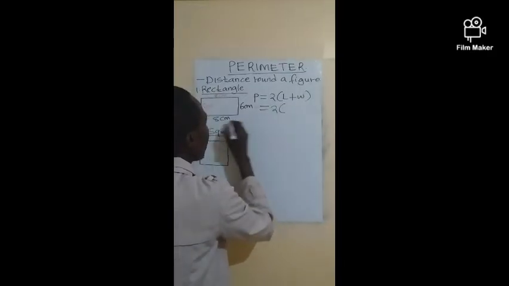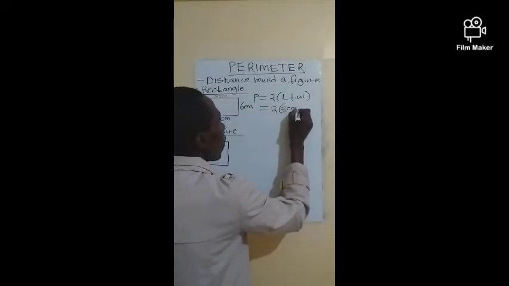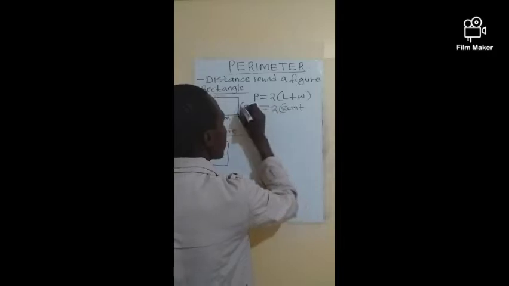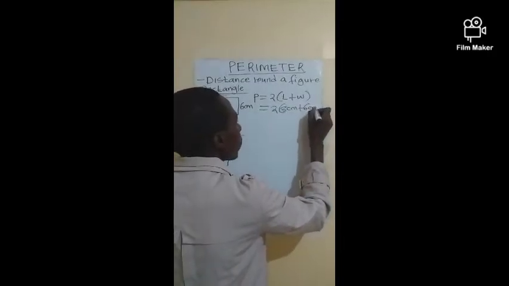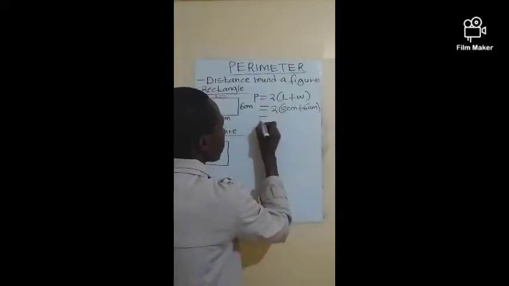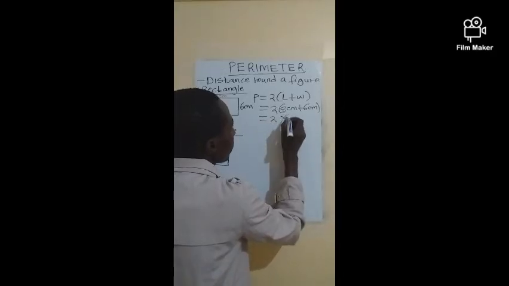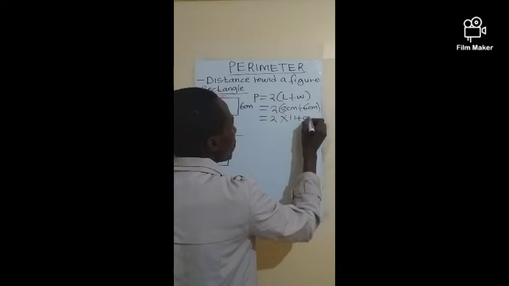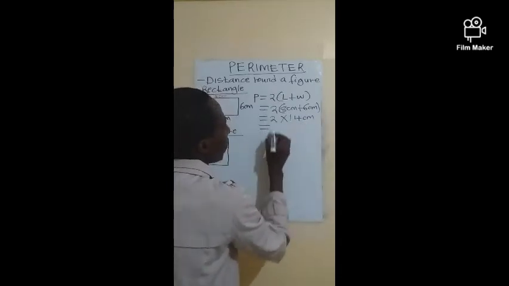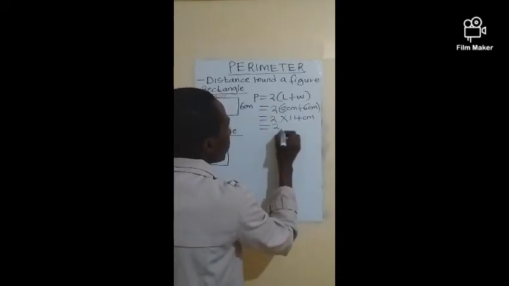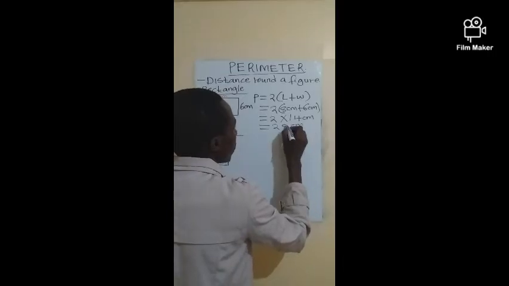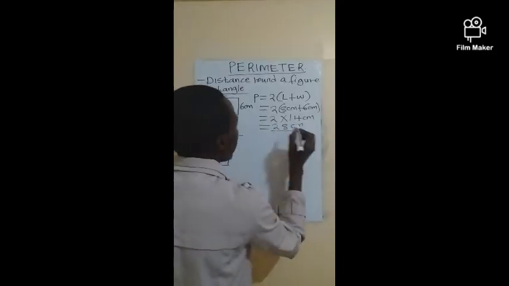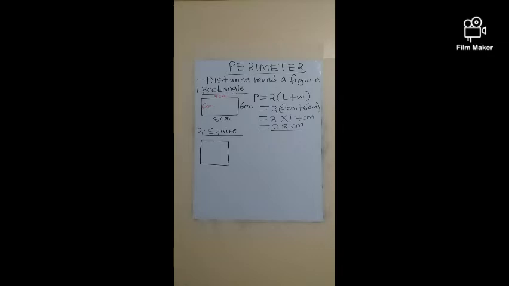2 into, our length is 8 centimeters. Our width is 6 centimeters. 2 times 8 plus 6 is 14 centimeters. 2 times 14 is 28 centimeters. This is our perimeter of this figure.